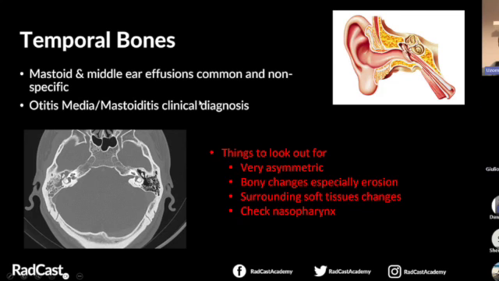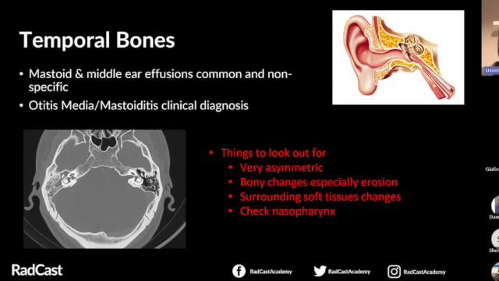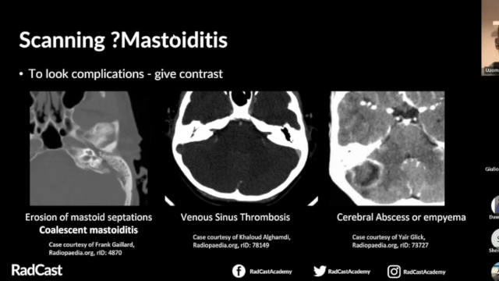The sort of things you want to be looking for that might make you more concerned, or might make you look harder, that this isn't just a bit of mastoid or middle ear fluid, are if it's very asymmetric, if there are bony changes, particularly erosion, or if there's surrounding soft tissue changes. If you see some of that stuff, you especially want to check the nasopharynx, because your middle ear drains into the nasopharynx via the eustachian tube, and if you have something in your nasopharynx obstructing the eustachian tube, then you'll get a unilateral tympanomastoid effusion.